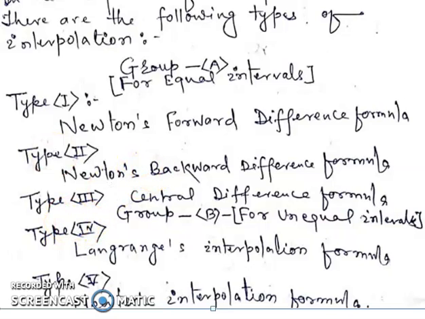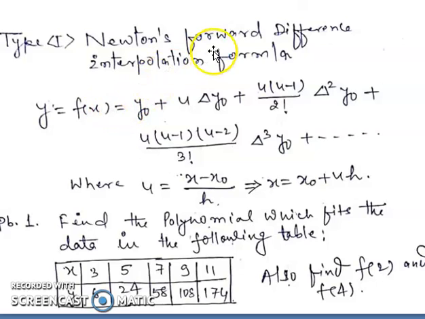So let us start from type 1, that is the Newton forward difference interpolation formula. As I have discussed, this is an equal intervals formula. The Newton forward difference interpolation formula is y equal to f(x) equal to y0 plus u del y0 plus u(u minus 1) divided by factorial 2 del squared y0 plus u(u minus 1)(u minus 2) divided by factorial 3 del cubed y0 plus and so on.